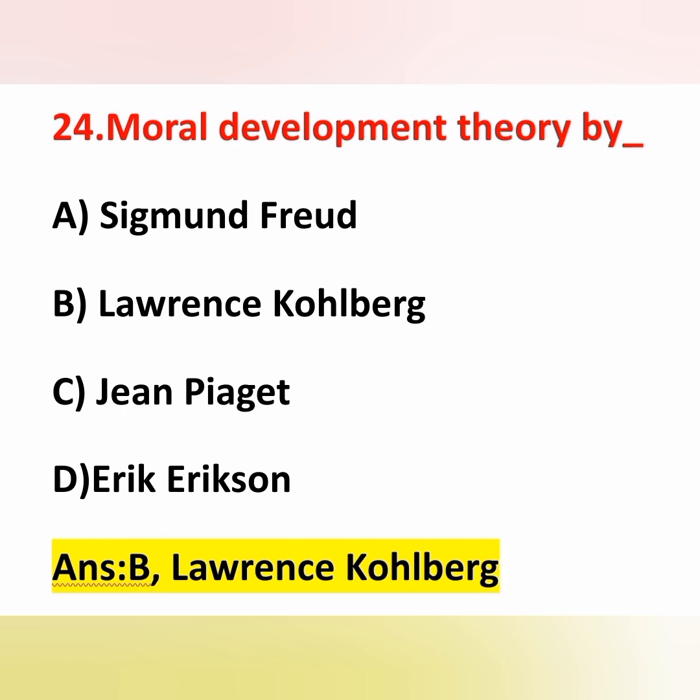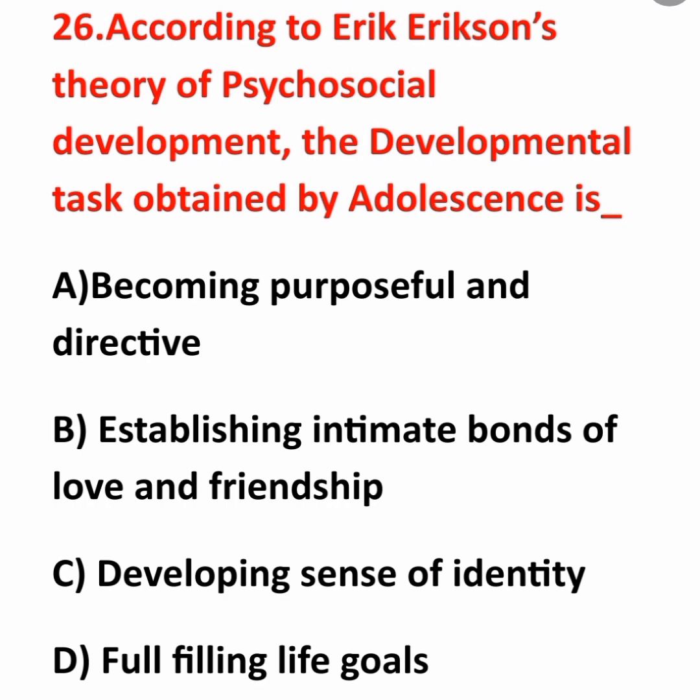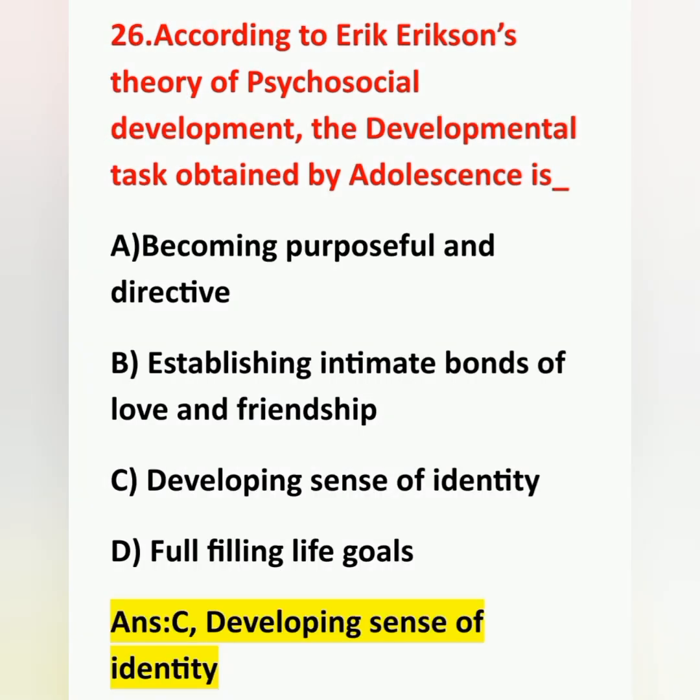The next question, according to Erik Erikson's theory of psychosocial development, the developmental task obtained by adolescents is. Options are option A, becoming purposeful and directive, option B, establishing intimate bonds of love and friendship, option C, developing sense of identity, option D, fulfilling life goals. According to Erikson's theory, the developmental task obtained by adolescents is developing sense of identity.